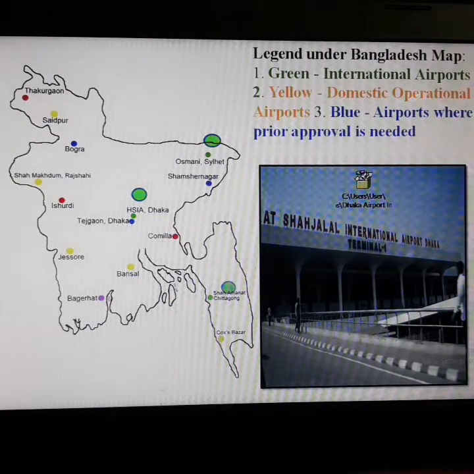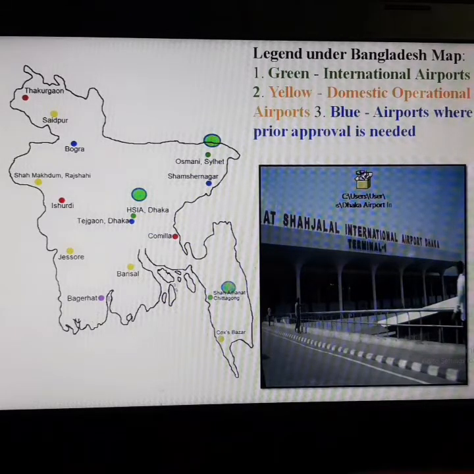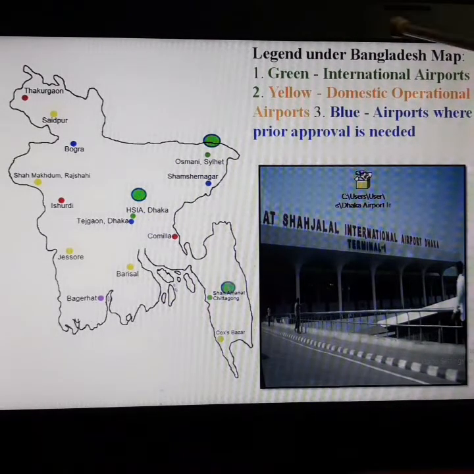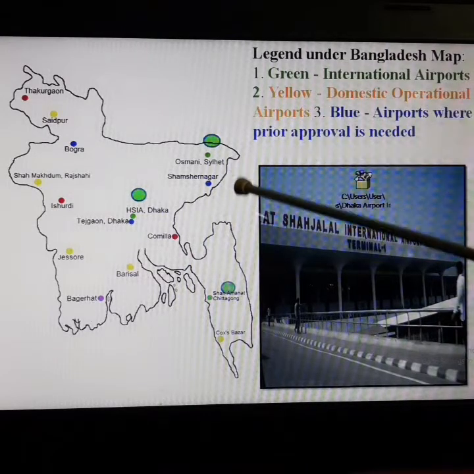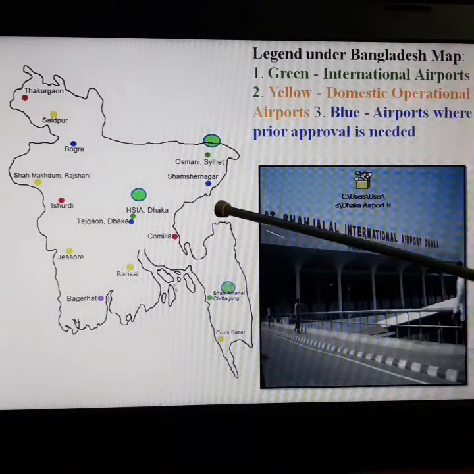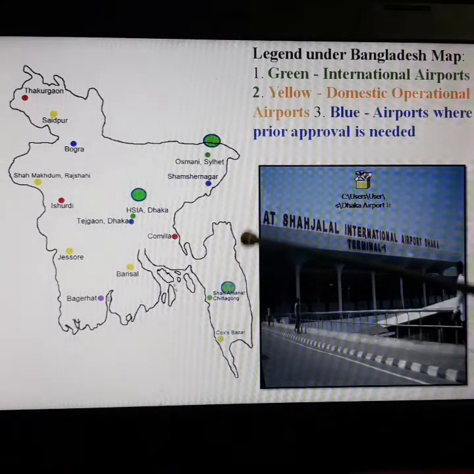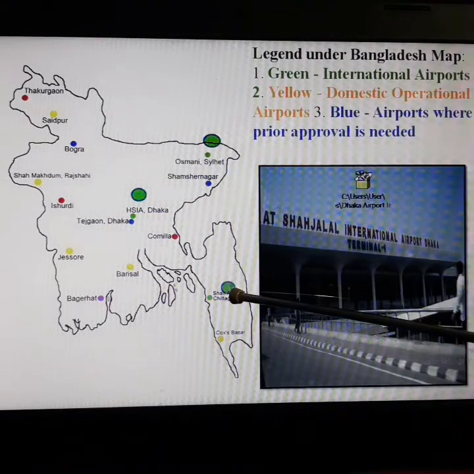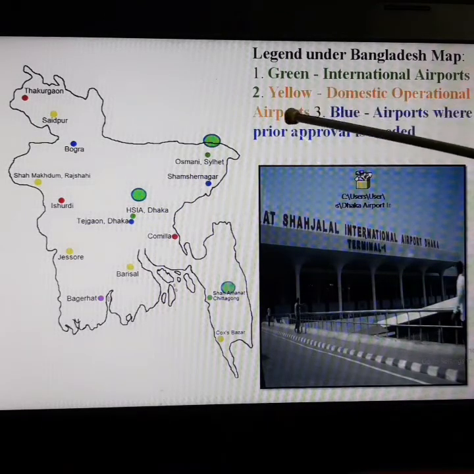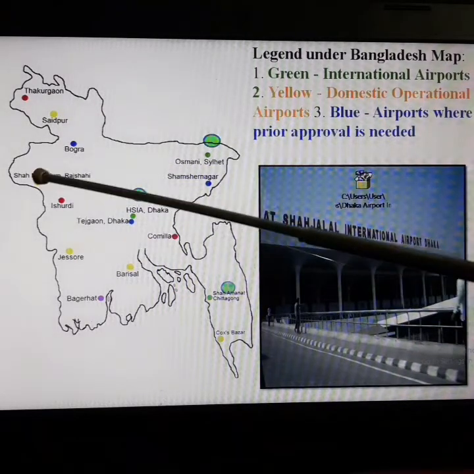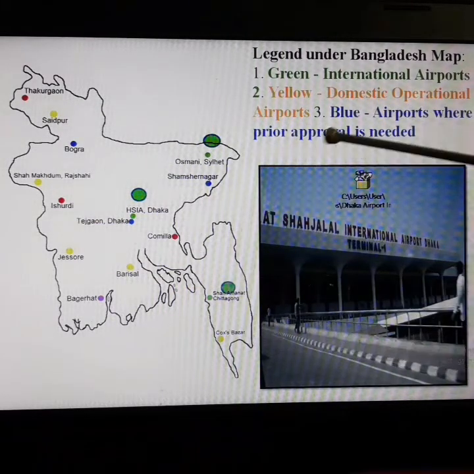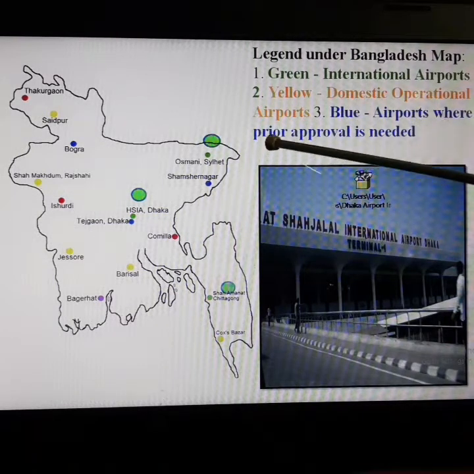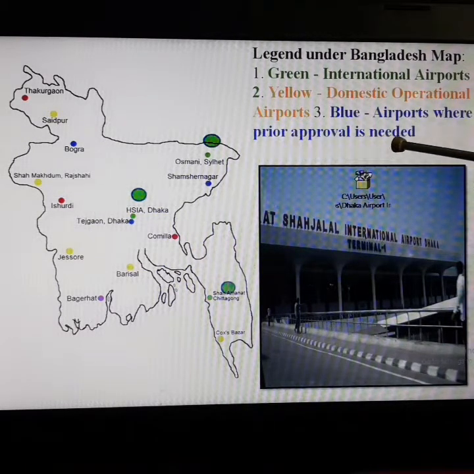Dear students, can you see a map of Bangladesh? Yes. There is a legend under the Bangladesh map. Some places and some colors are mentioned here. Green, International Airport. Yellow, Domestic Operational Airports. Blue, airports where prior approval is needed.